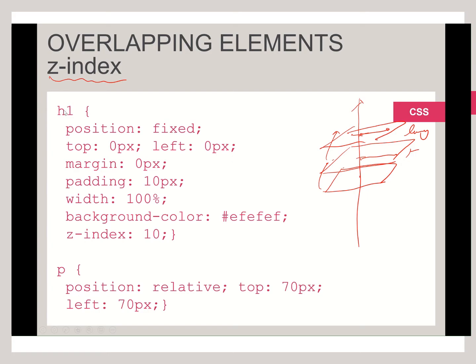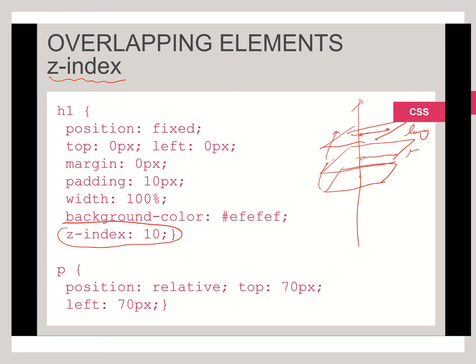Here you can find we have heading 1, and paragraphs with the same contents. Okay, heading 1, we use fixed. We want to show that heading in that fixed location, the top left is 0, 0. Okay, that's default. Margin 0, padding 10 pixels, width 100%, background color, this one. Okay, z-index. So this is the thing we have.